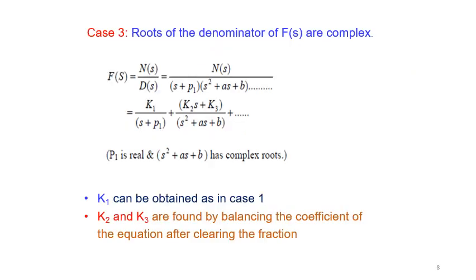Case number 3 is when the roots of the denominator of F(s) are complex. So when it's complex, how am I going to deal with it? As you see here, if you have F(s), which we have in numerator and denominator, and in the denominator we have a complex function, how am I going to deal with it? That's what we are going to check here. To calculate K1, we will follow the same style as in case 1. And to calculate K2 and K3, we will balance the coefficients of the equation. You will see how it's done in the example after a while.